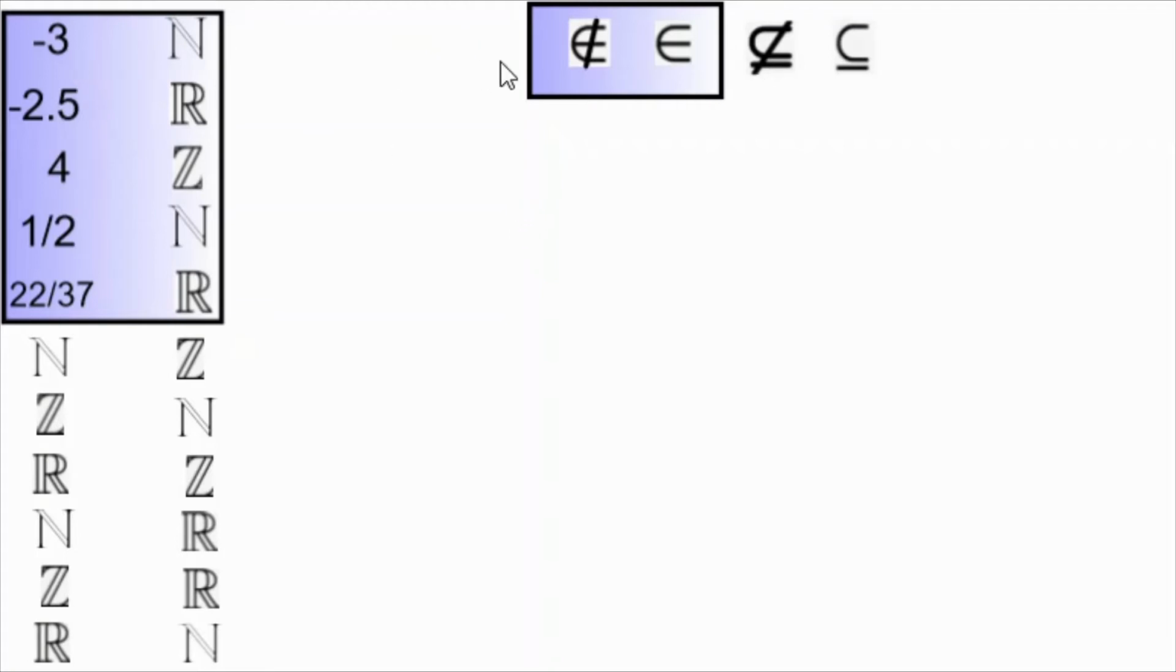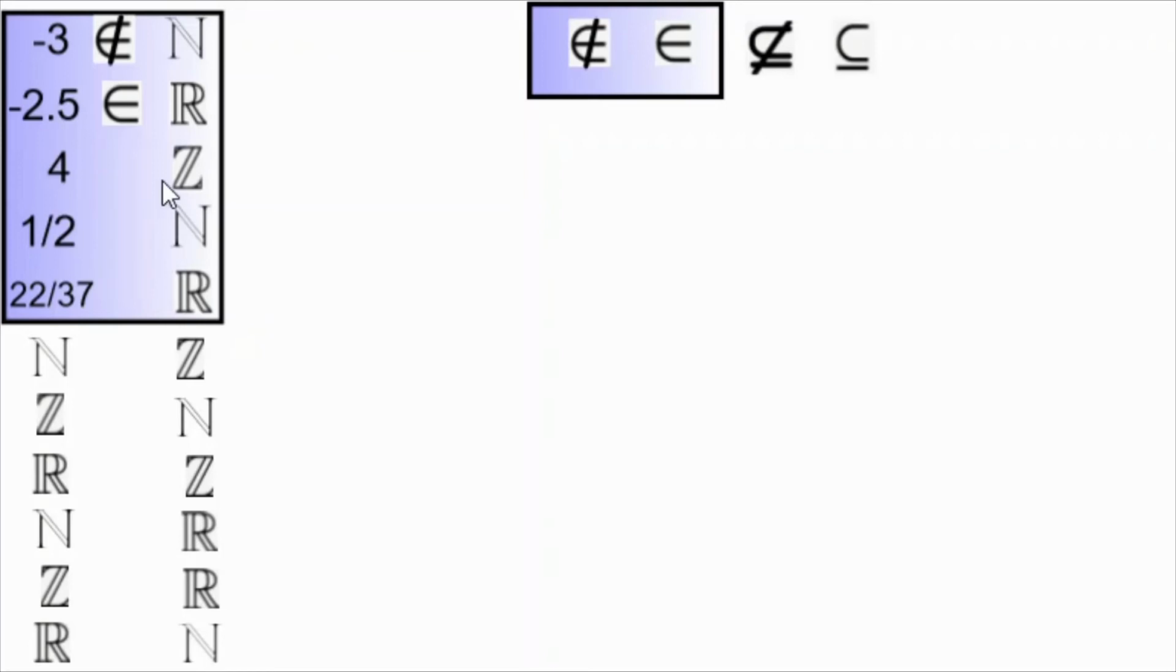Is -3 an element of natural numbers? No, it is not, because it's negative. So we put the is not an element symbol. We don't have to consider the is a subset or is not a subset symbols because -3 is not a set. Is -2.5 an element or not of real numbers? Everything is an element of real numbers, so -2.5 is an element of real numbers. Again, I'm only choosing between these two symbols. I can ignore the other two because of the way this question is being asked.